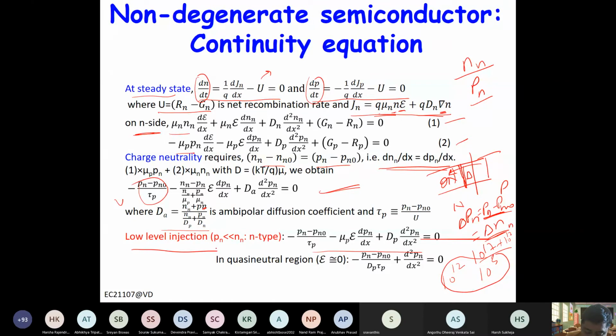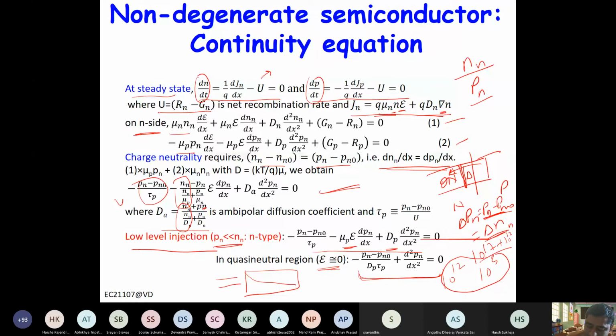Now at low level injection, p_n is much less than n_n, so you will have only n_n by mu_p times e here, and for the D term, again n_n by D_p. So you just have D_p here. And in the quasi neutral region, of course, the electric field is almost zero, so you can remove this term. You just have this diffusion equation, and this we have already solved. You can recall when we discussed injection of carriers in a bar and wanted to find out how the profile looks. So this is the same equation.